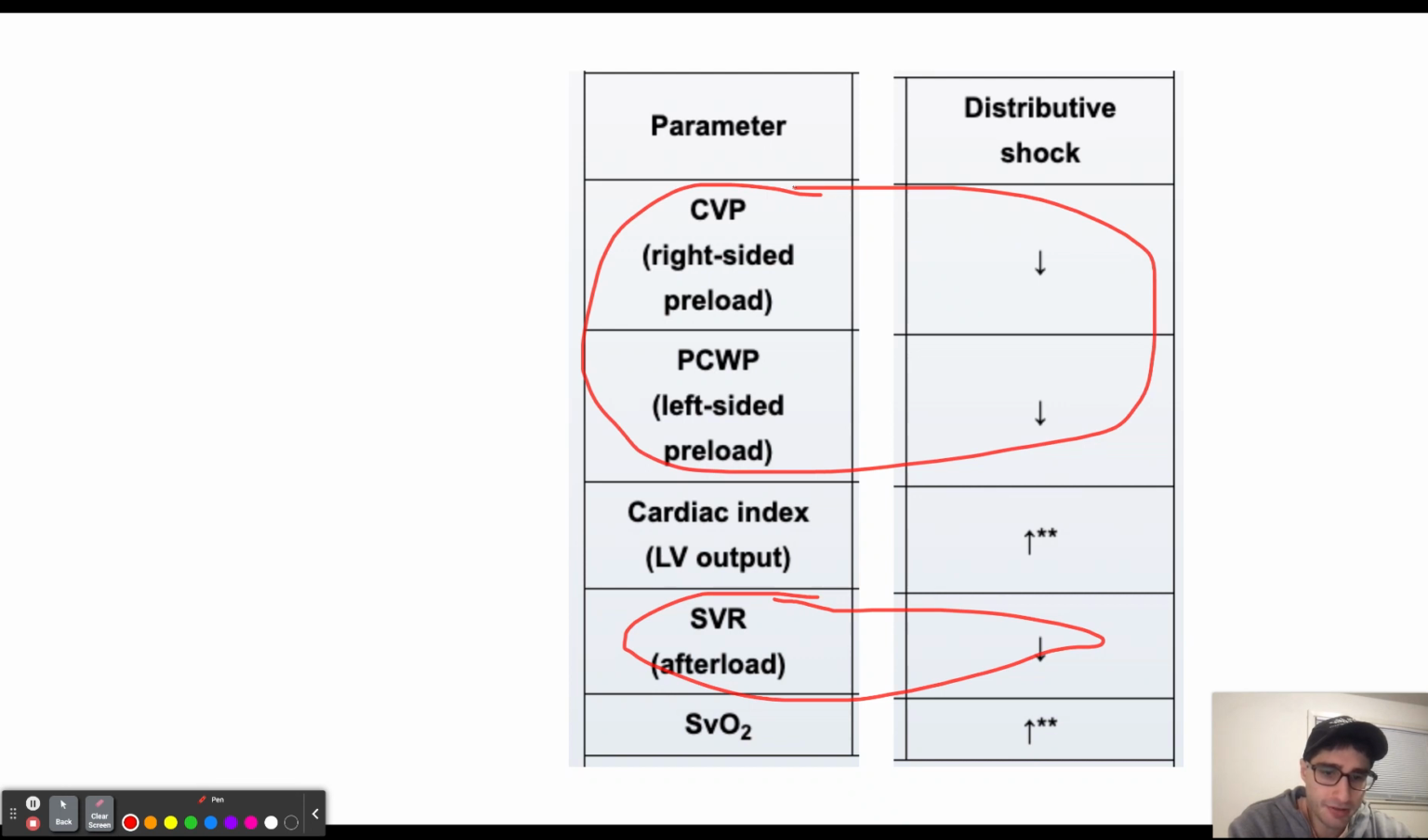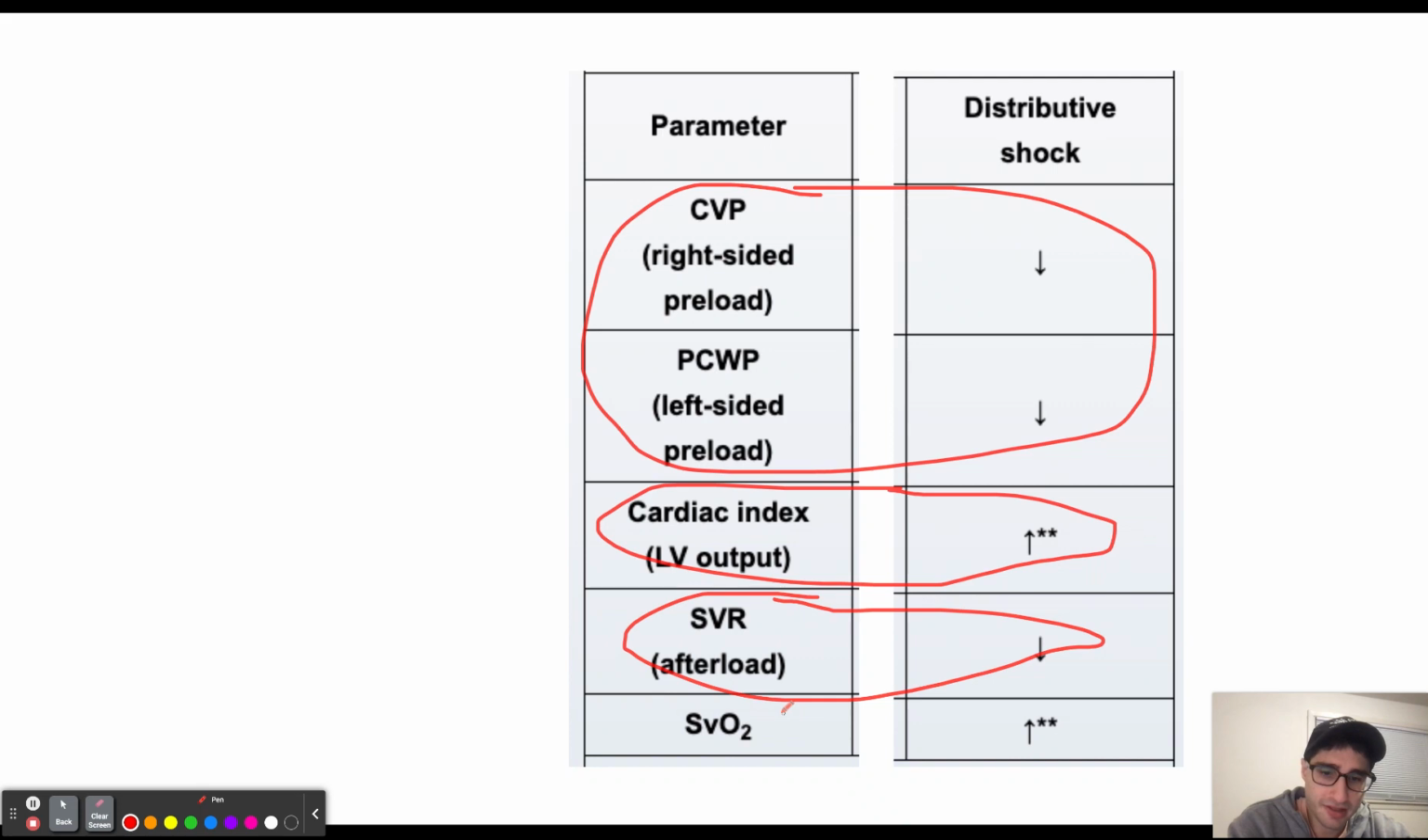Now, because of the vasodilation and hypotension, sympathetic drive is going to increase to correct for these. As a result, we're going to experience an increase in heart rate and myocardial contractility. This is going to increase cardiac index, which refers to cardiac output per body surface area.